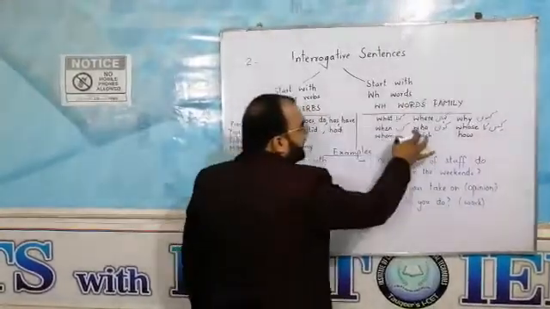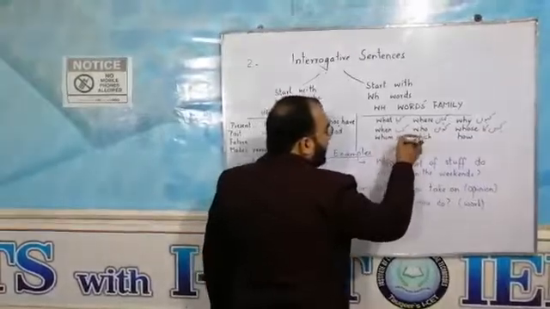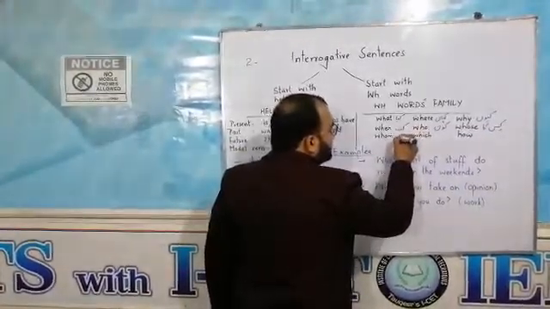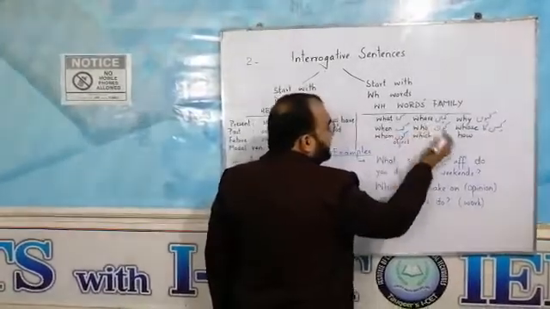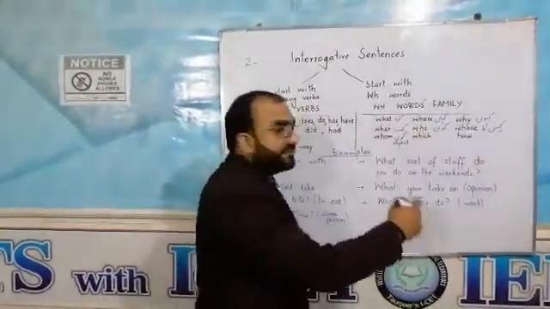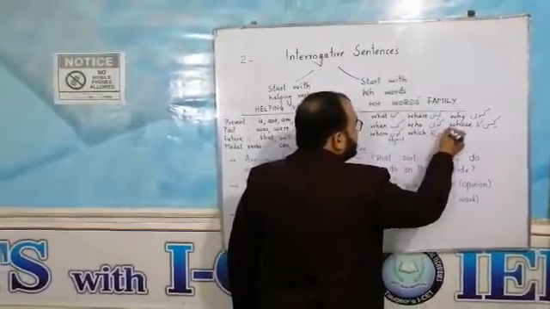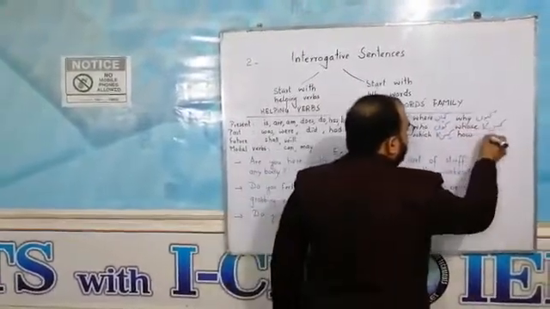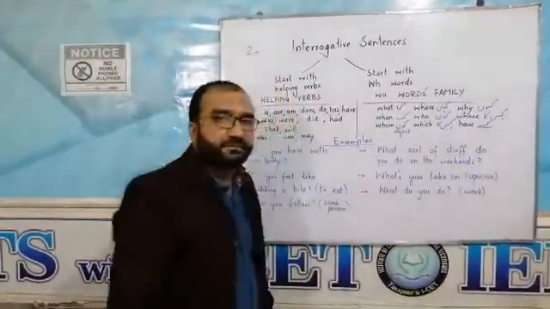Whom, basically there is a difference between who and whom. Whom you use as an object, and who means that you are discussing the subject. Which, this is for non-living things. And how, basically this is to ask about the disposition of some person.